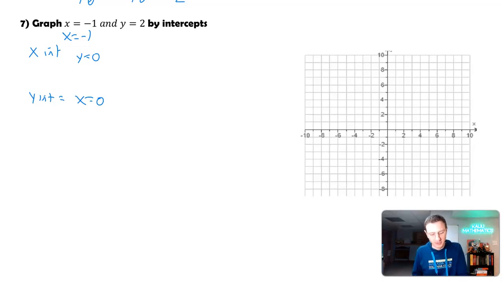So if I'm looking at just x equals negative 1 first, I'll do y equals 2 over here. But if I'm looking at x equal to negative 1, my x-intercept is when y is equal to 0. So when y is equal to 0, I can't plug in y anywhere. It just says x equals negative 1. So all I know then is that I have a point at negative 1. And then that's going to be a vertical line at x equals negative 1.